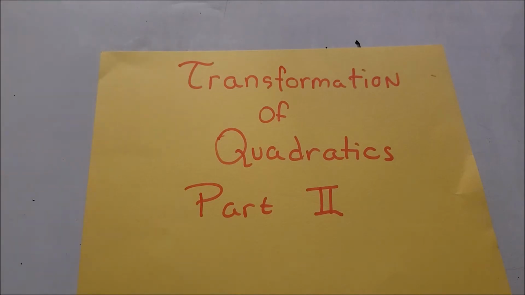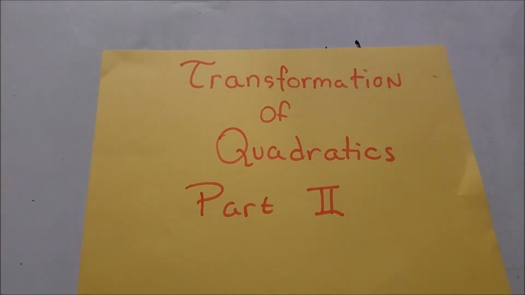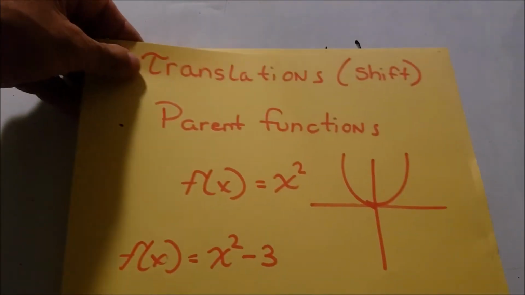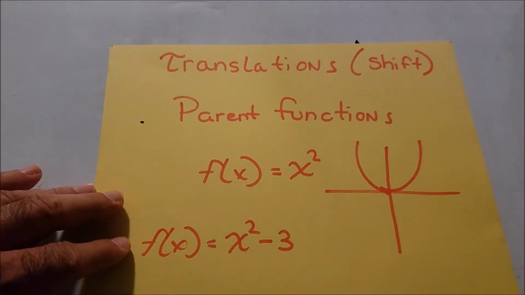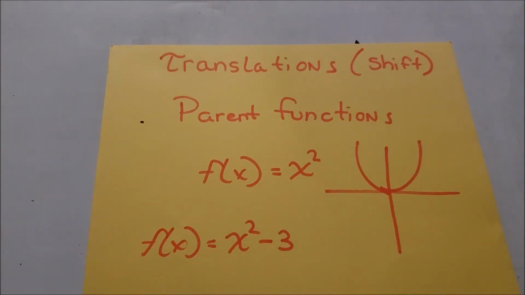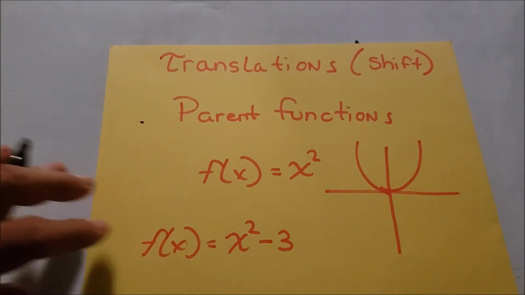So you should look at part 1. If you haven't, we did translations, and we're going to continue translations. So again, translations are just a shift, right? We're just moving them. We're moving them vertically, or we're moving them horizontally. And we have our parent function, and you should know certain parent functions.